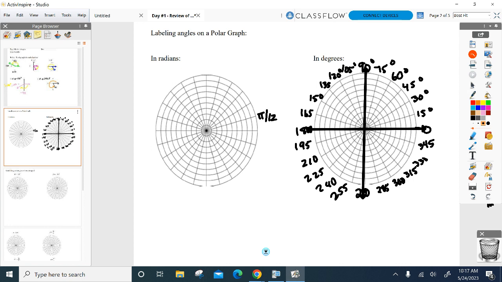It was easy going adding 15 in my calculator. How do I go by pi over 12s? Watch. Easy. That's 1 pi over 12. The next one's going to be 2 pi over 12. Next one, 3 pi over 12. And if you want to reduce that, go ahead. I'm not going to, and you'll see why at the end of class today. I'm just going to keep it at a 12.